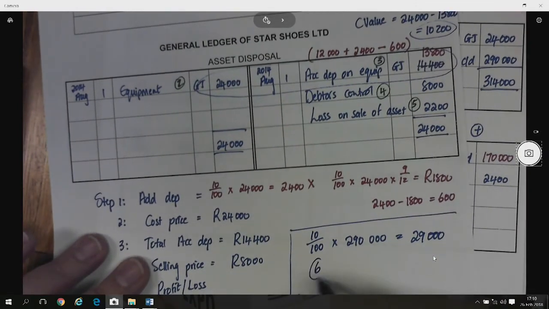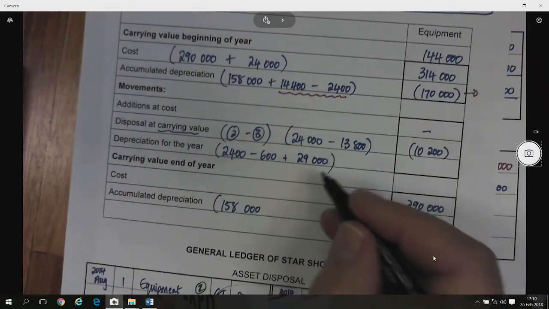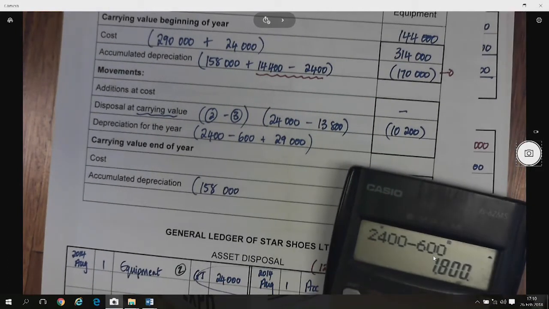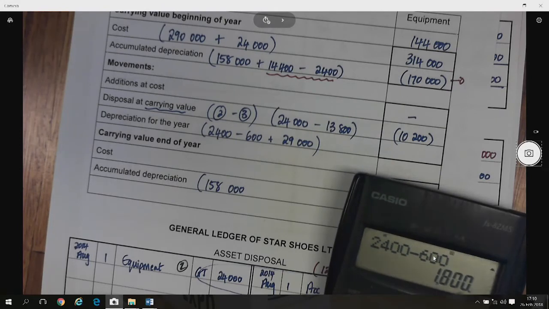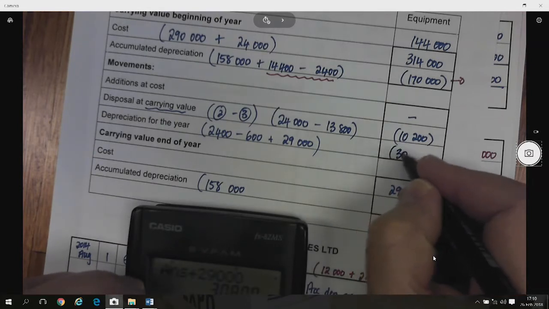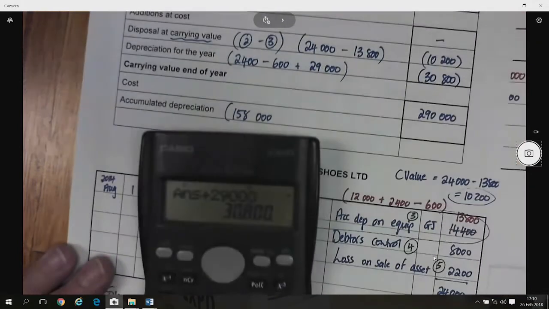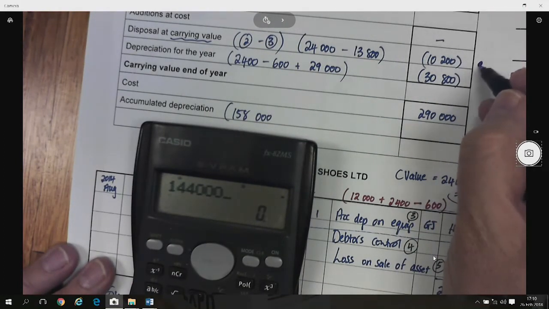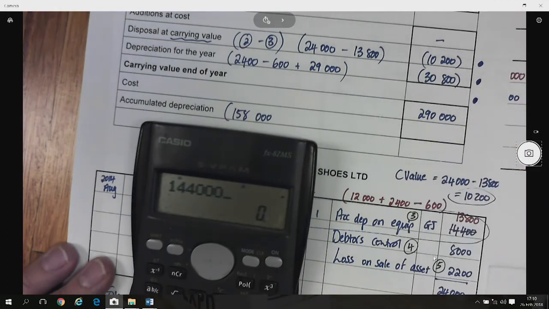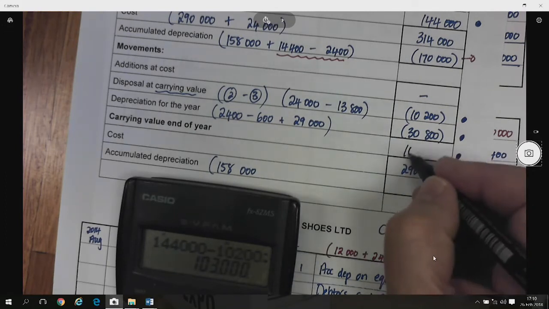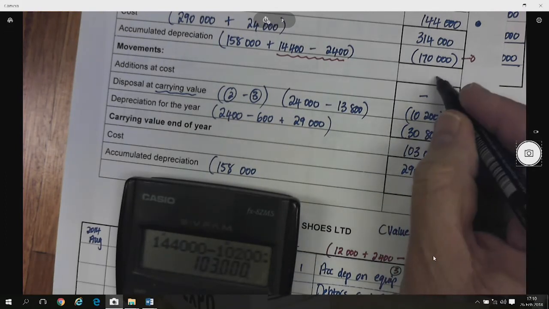Step 6. So the depreciation was not 2,400. That was wrong. Minus the 600, because it was supposed to be 1,800, plus 29,000. That gives you 30,800 in brackets. Now you say 144,000, minus 10,200, minus 30,800 gives us 103,000. You can have an answer there, it doesn't matter.